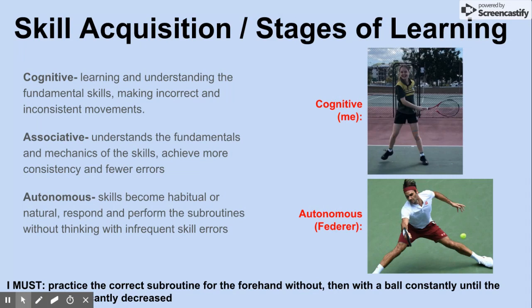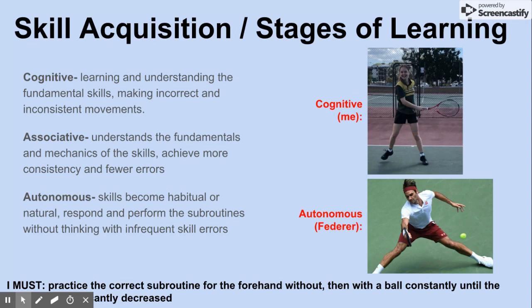Skill acquisition is a science that underpins movement, learning, and execution, and is more commonly termed motor learning and control. The three main stages of the process of learning motor skills are the cognitive, associative, and autonomous stage. The cognitive stage consists of learning and understanding the fundamental skills. The learner will make a cognitive picture of the skill and try replicating it when performing, and will often make incorrect and inconsistent movements during this stage.